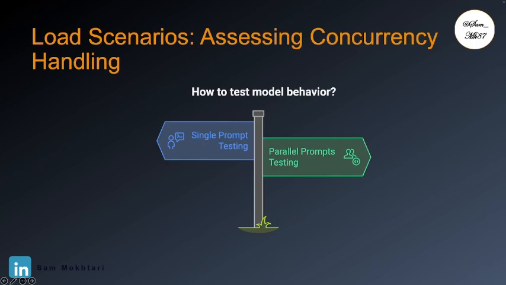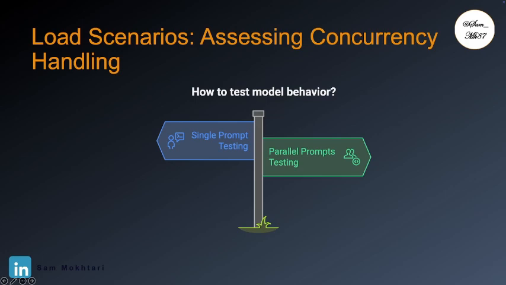And last but not least, load scenarios. We need to consider load scenarios to assess how well LLMs handle concurrency. We compare performance when processing a single prompt versus handling multiple prompts in parallel. This simulates real-world applications where LLMs might encounter numerous requests simultaneously. Evaluating performance under these different conditions helps determine how effectively the model manages concurrent interactions, reflecting its suitability for high-demand scenarios.